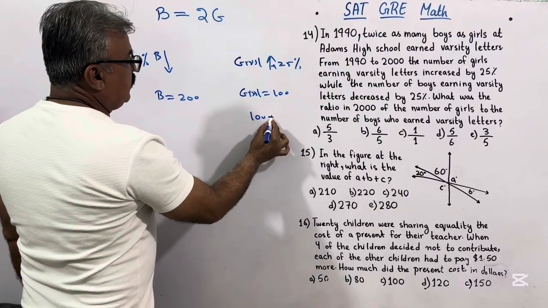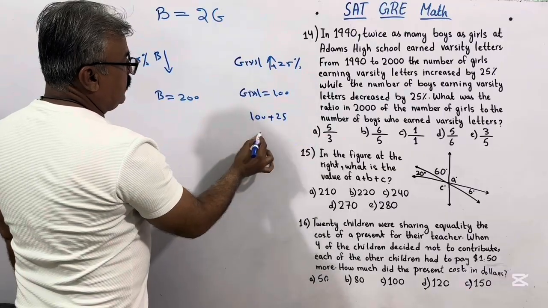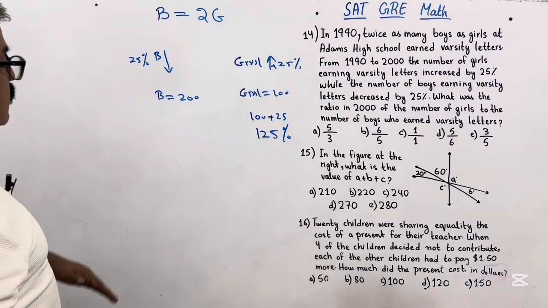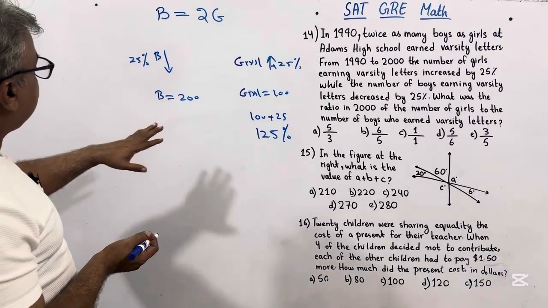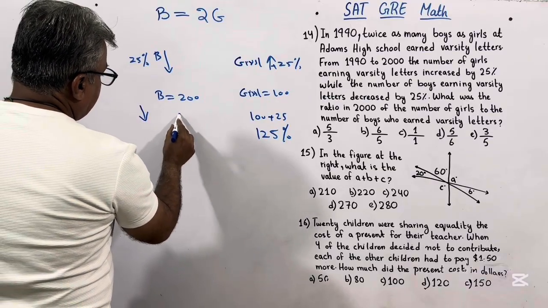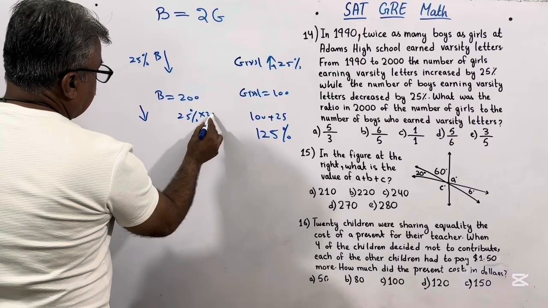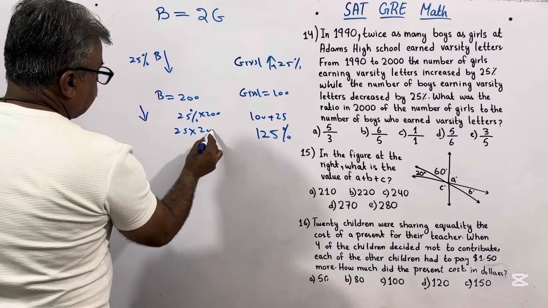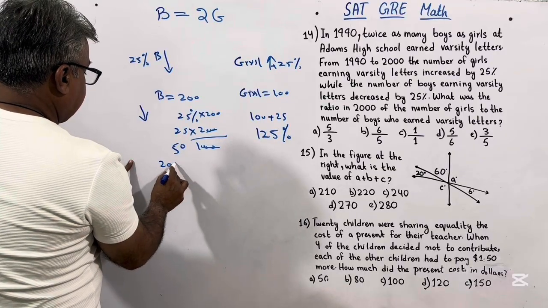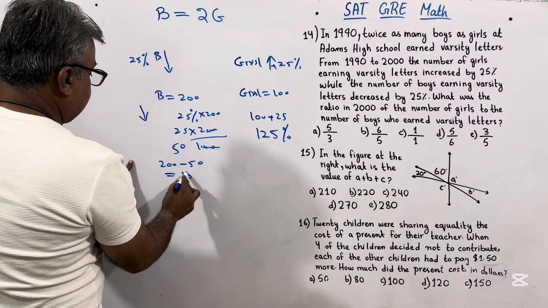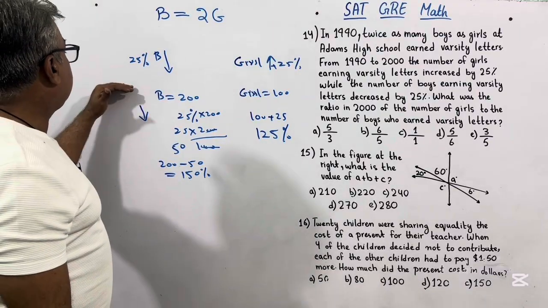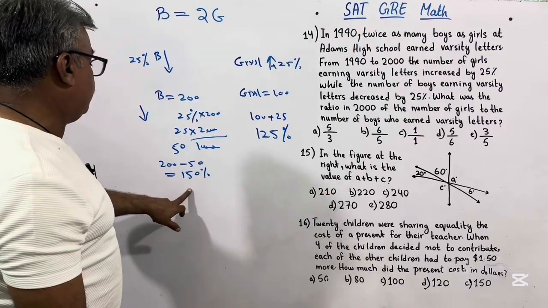25% of 100 is 25. So the number of girls in 2000 will be 125, while the boys have decreased by 25%. 25% of 200 is 50, so 200 minus 50. So the number of boys who earn varsity letters plummeted from 200 to 150.